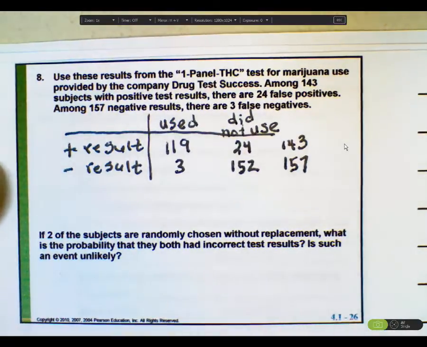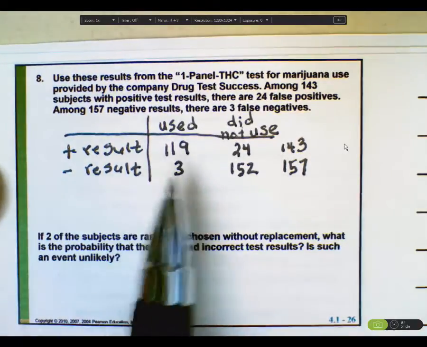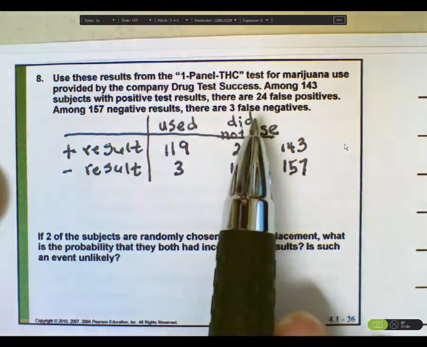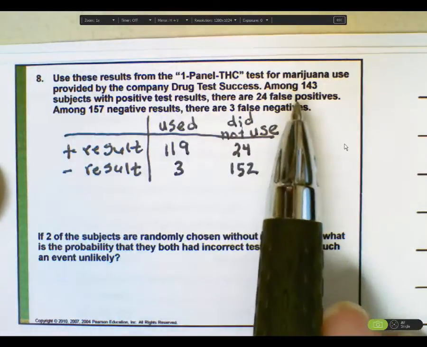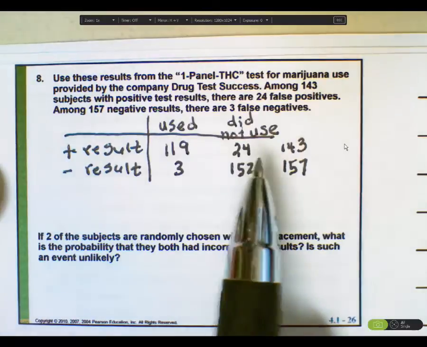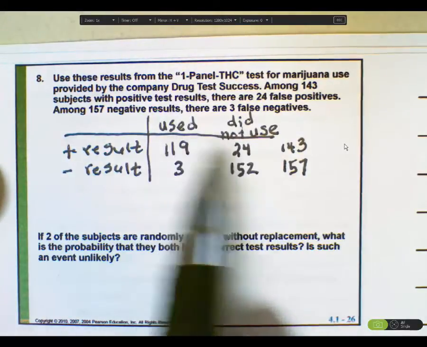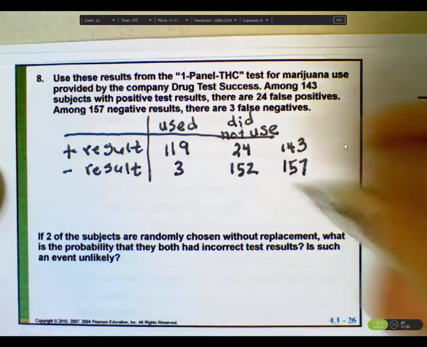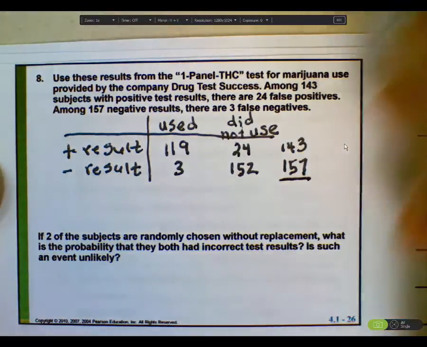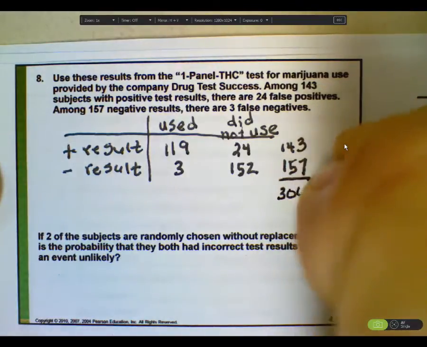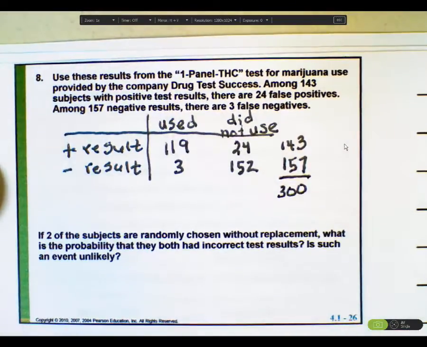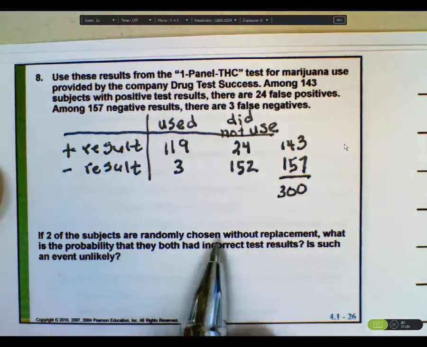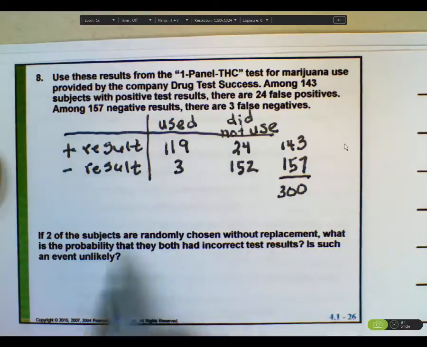I didn't go on and read what the question was, but I wanted to show you how to extract a contingency table from the information that you were given. Just make sure you understand the 143 is the total positives, not just one of these two columns, and the 157 is the total negatives. And by the way, you could add those and find out you had a total of 300 people who took the test.